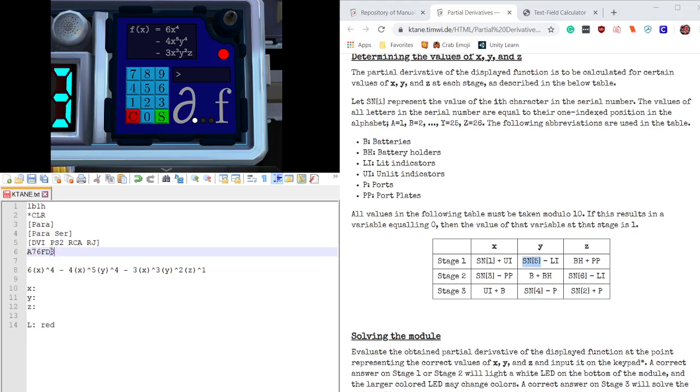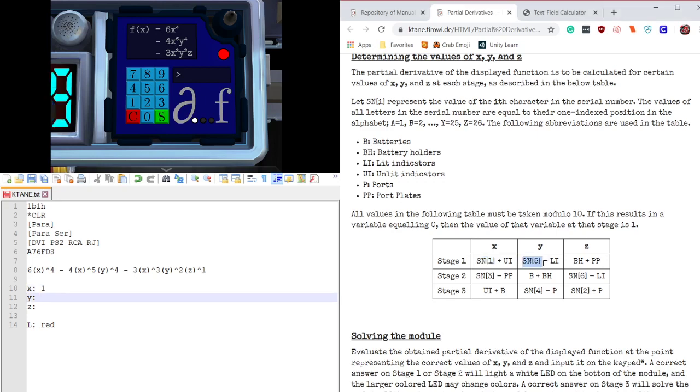If the character is a digit, like this 8, the 7, or the 6, we would use that respective digit. And if it was a letter, we would use that letter's alphabetic position for the value. So let's check the table. Stage 1 x value is the first character of the serial, alpha, which is 1, plus the number of unlit indicators, 0. So x is 1.